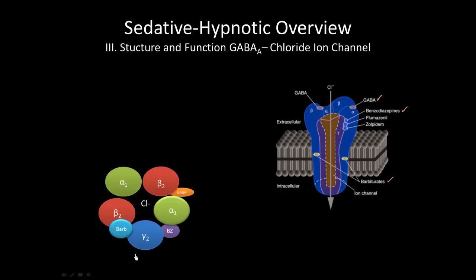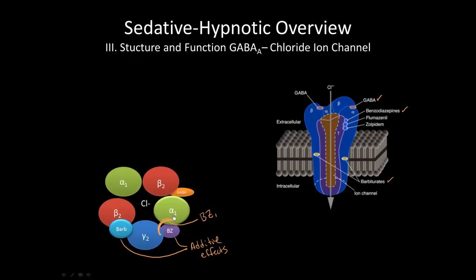So what's important here is that the barbs and the benzos are not competing for the same binding site. And as a result, they can have additive effects. Okay, it's important to know that they're not competing. Also, there is a lot of heterogeneity even within this GABA receptor, this GABA A receptor. And in particular, notice that the benzos are binding here, and this binding site actually has a name, and we call it the BZ1 receptor. And this is probably due to the fact that there's this alpha-1 subunit here.